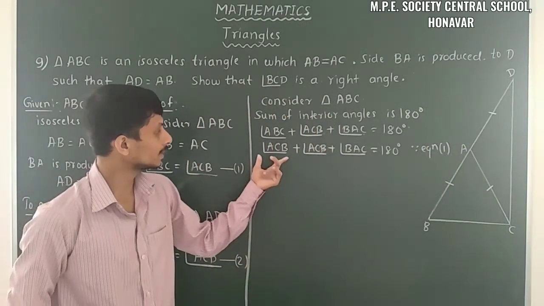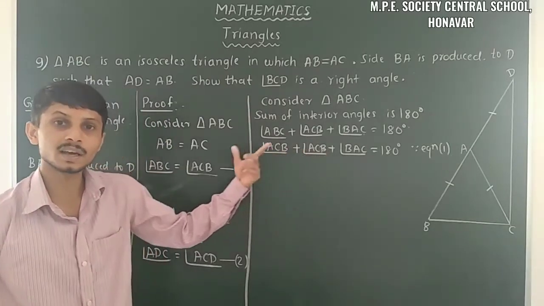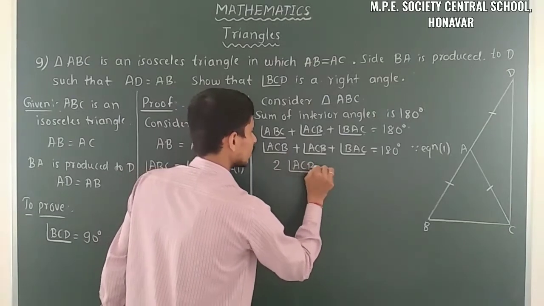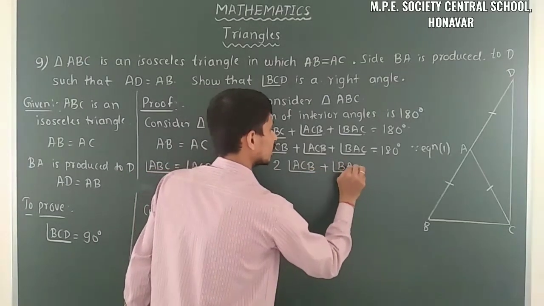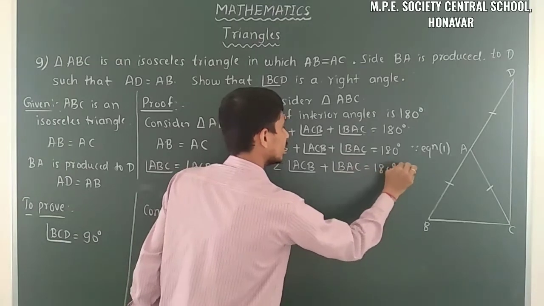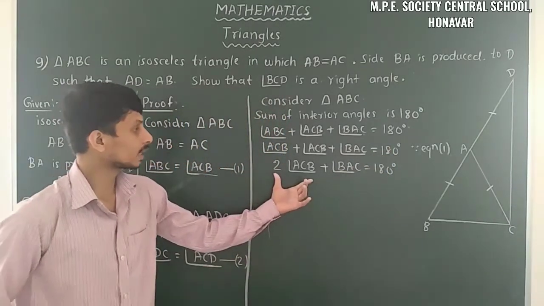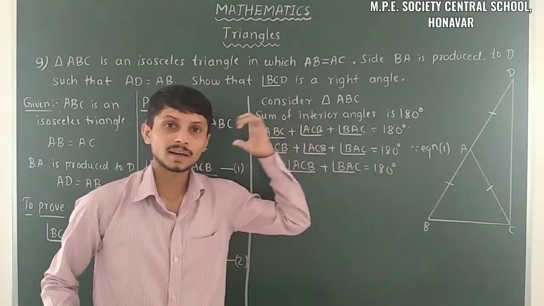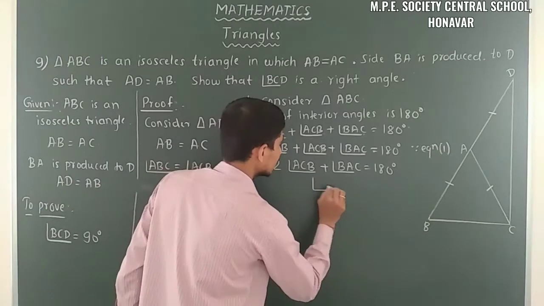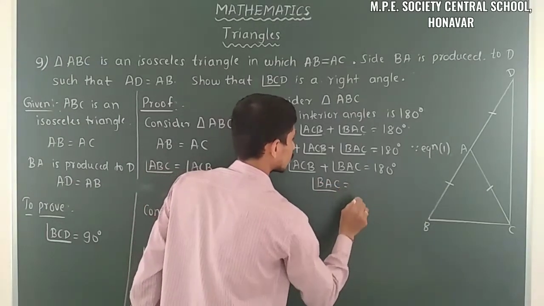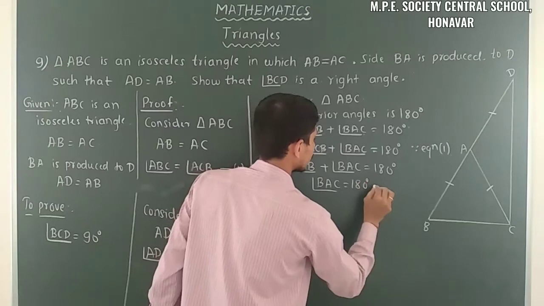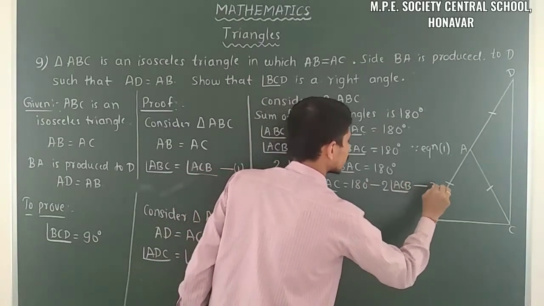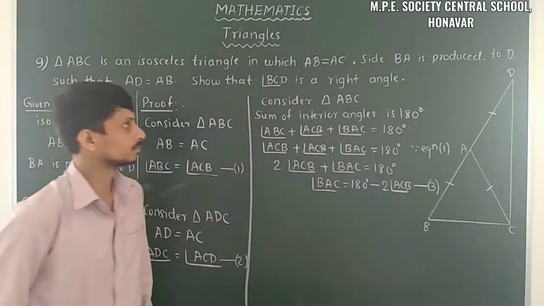Angle ACB plus angle ACB, I will take as 2 into angle ACB. 2 into angle ACB plus angle BAC is equal to 180 degrees. Then I will transpose 2 into angle ACB to the RHS. That is, angle BAC is equal to 180 degrees minus 2 into angle ACB. I will take this as equation number 3.